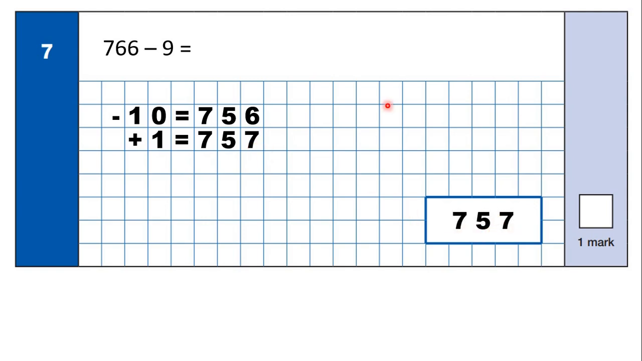The other way to subtract a single-digit number is to subtract so you get to the previous multiple of 10, so subtracting 6 gets us to 760. Then, if we've subtracted 6 and we need to subtract 9, we need to subtract 3 more, and that gets us our answer.